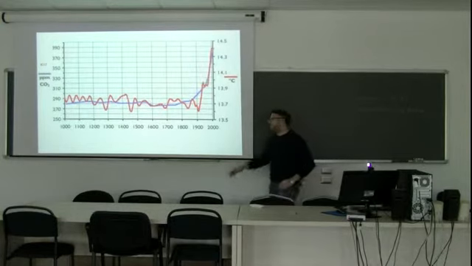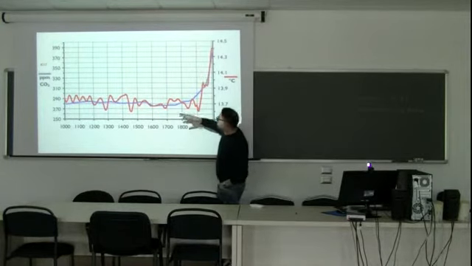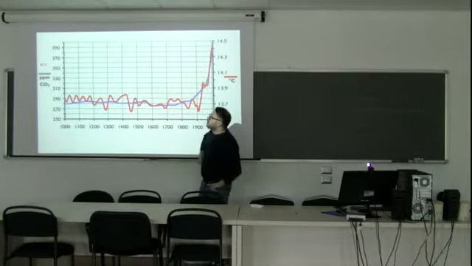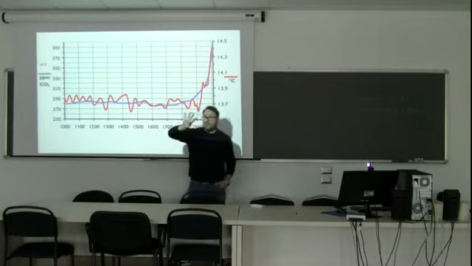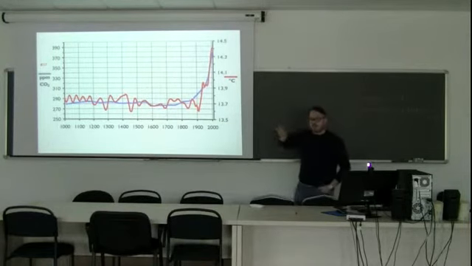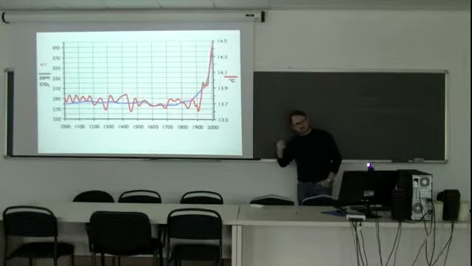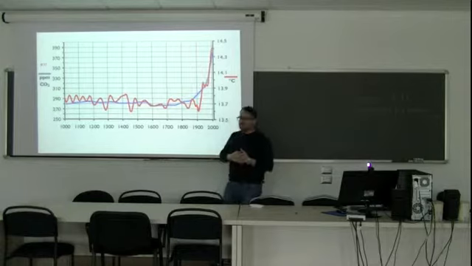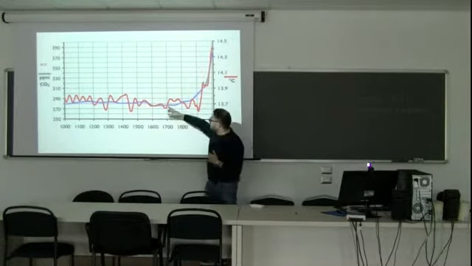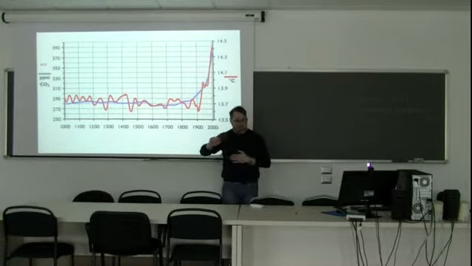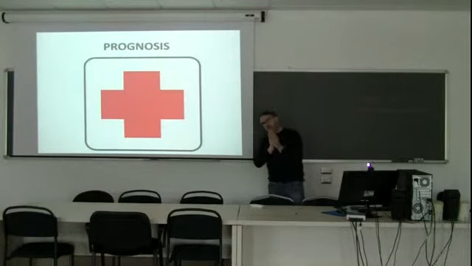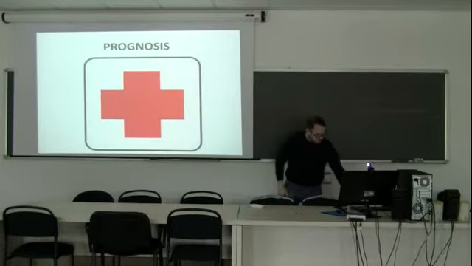This is a graph in which we can see in blue the concentration of carbon dioxide. It is growing until 400 parts per million, and together with the increase of the carbon dioxide content, there is also the temperature increase of our planet. What is the prognosis? How can we cure our planet?